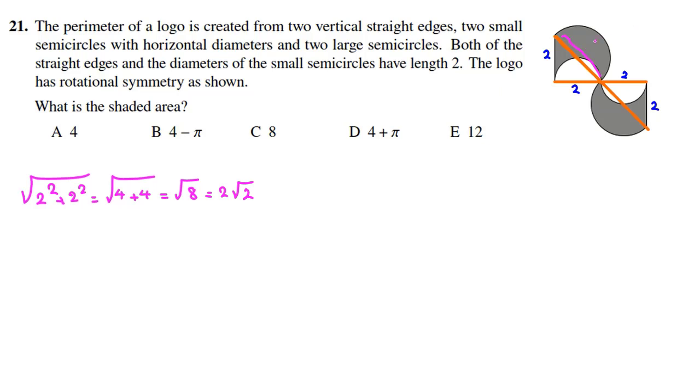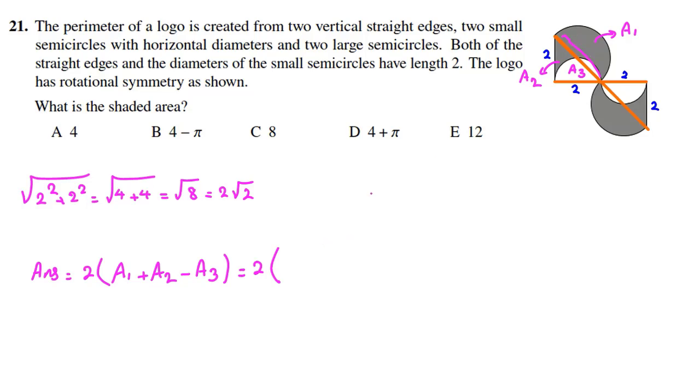Let me call the large semicircle area 1, the triangle area 2, and the small semicircle area 3. The answer is area 1 plus the triangle, minus the small semicircle. At first we should multiply by 2 because here we also have the same thing. So A1 plus A2 minus A3. Let's calculate 2A1.